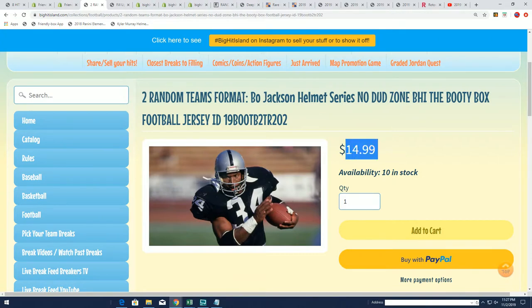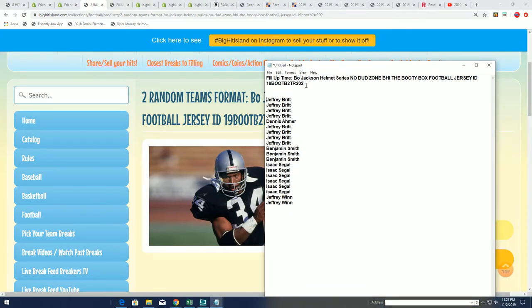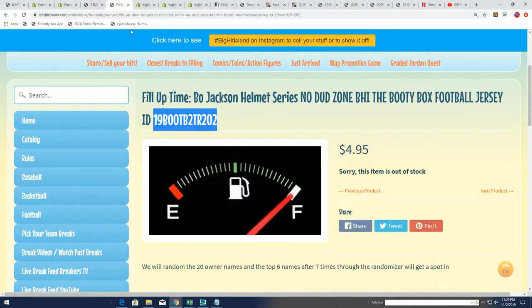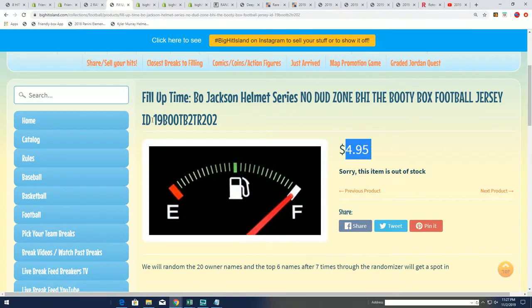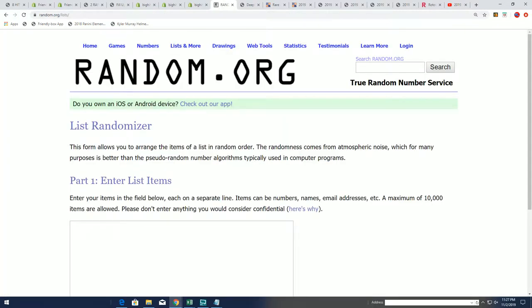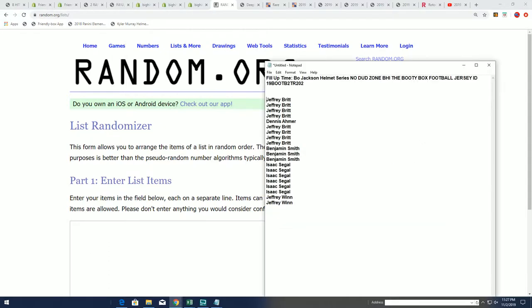Spots are $14.99. This filler, I think it was like $4.75 to get in or something like that, somewhere around there, right? $4.95, okay. So anyway, this is the filler, and there are six, count them up, six different owners that will come out into this box break. So six out of 20.